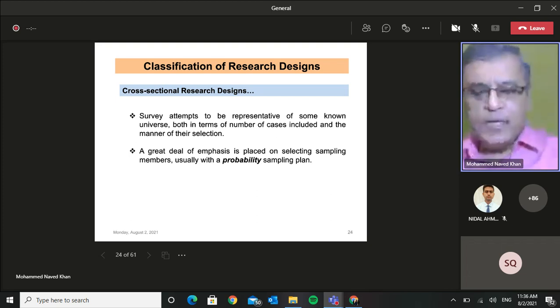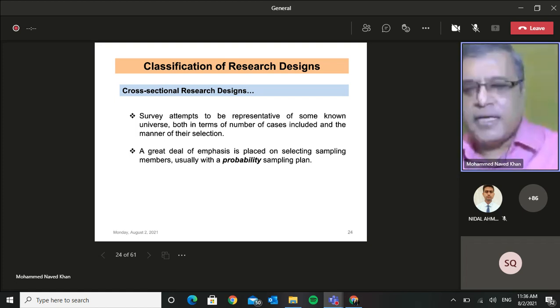So here what is happening in case of cross-sectional designs is that whatever survey you are carrying out attempts to be representative of some known universe, in terms of not only the cases which you include for the purpose of the study, but also the procedure or the manner or the methodology that you will be adopting so as to select those individuals or cases for the purpose of the study.